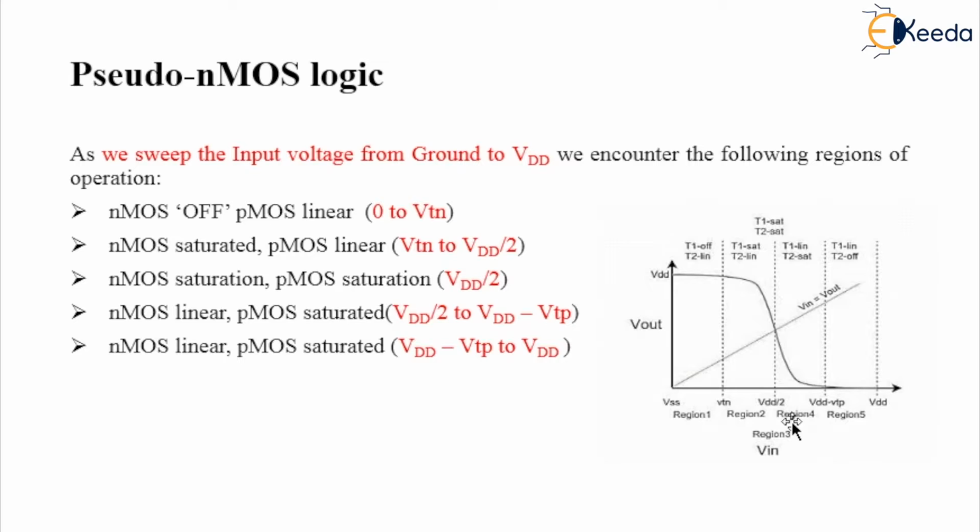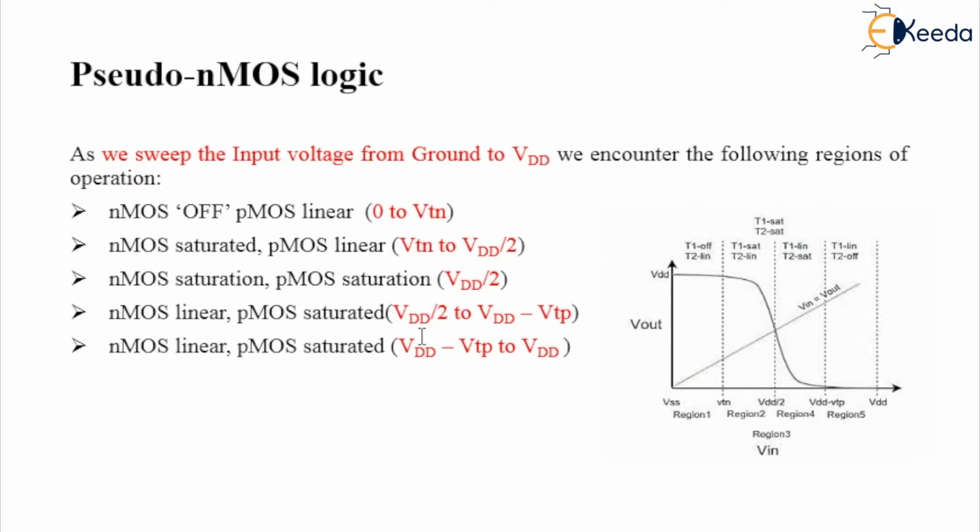Right. Next, when the voltage is VDD by 2, see here, the intersection point between input and output is VDD by 2. Here VDD by 2 in case of input, and here also VDD by 2. Observe carefully. If you draw a line perpendicular to this at input VDD by 2, definitely I am going to get VDD by 2 at the output itself. So at VDD by 2, NMOS will be in saturation and PMOS will also be in saturation mode, right?